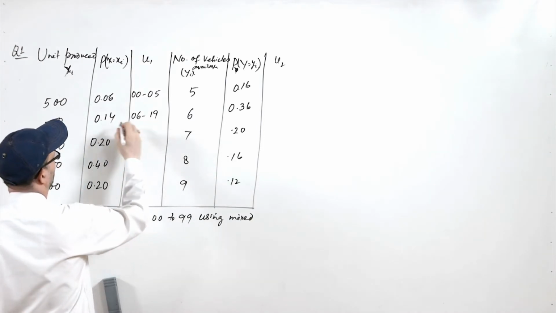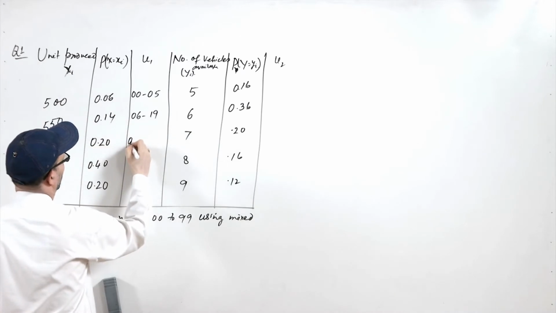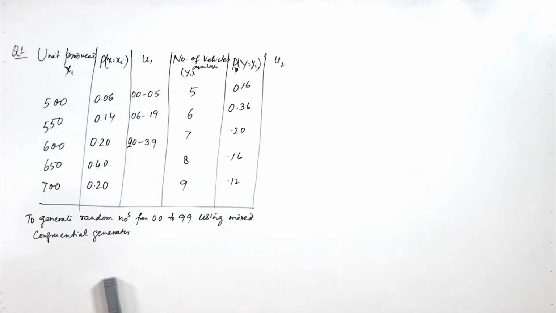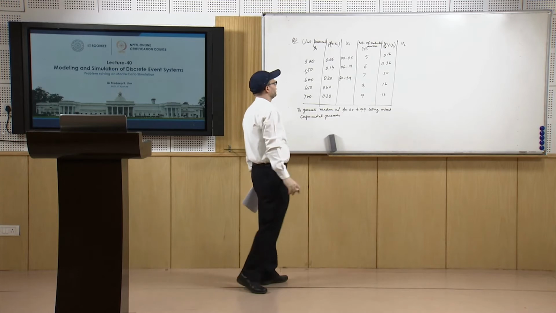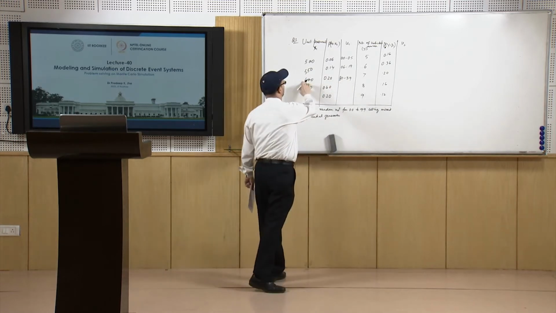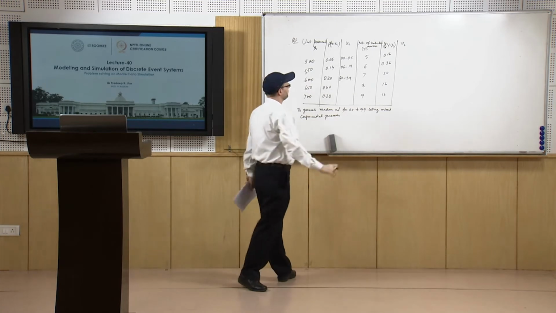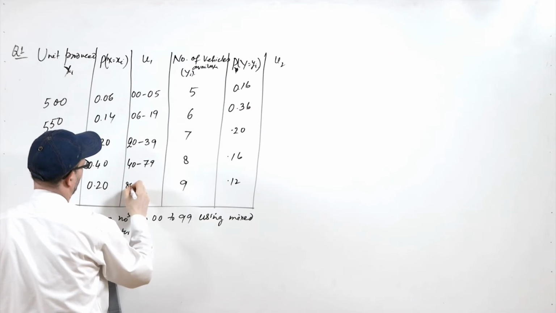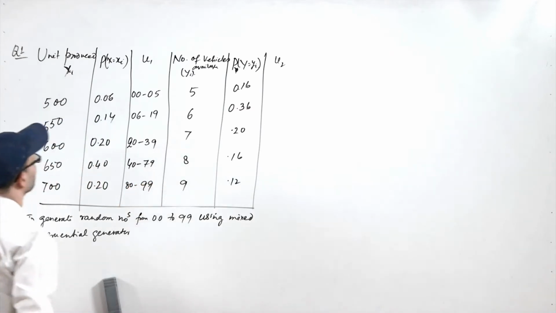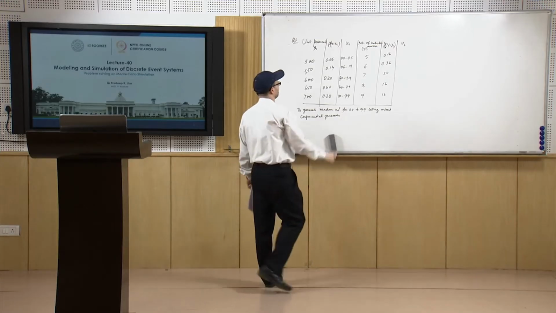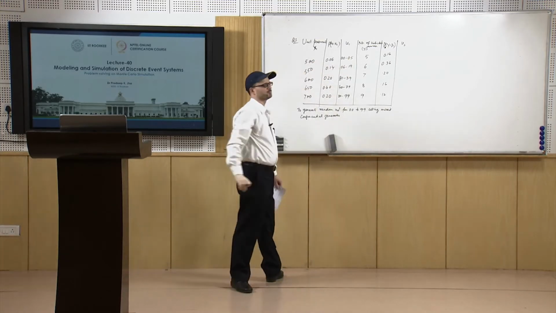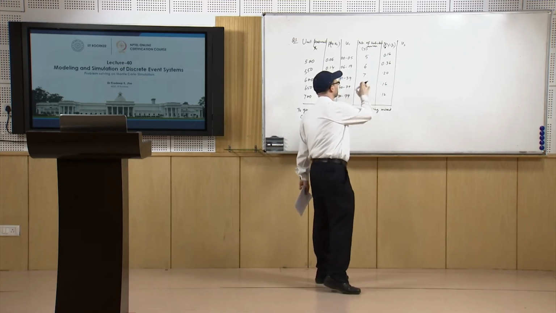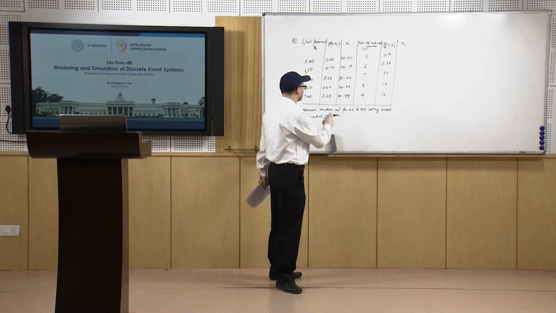Similarly, it will be 20, then again 22, this is 40, so 39. If that number comes, you will have the units produced as 600. Similarly, then 40 to 79 and 80 to 99. So, if the u1 is in this range, you are going to take the units produced as 500. This tells you that you have to generate the random number from 00 to 99.